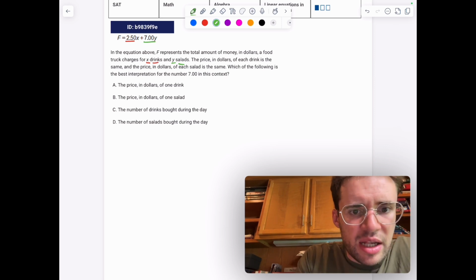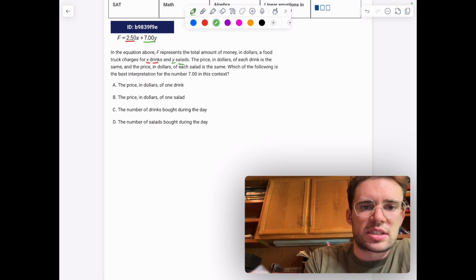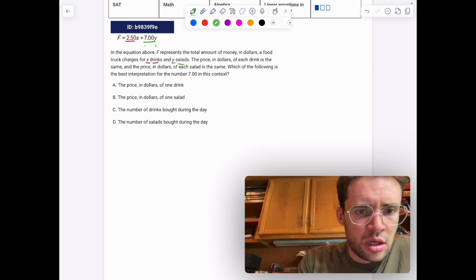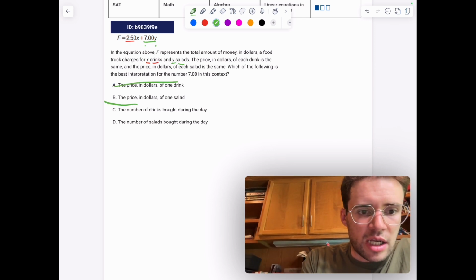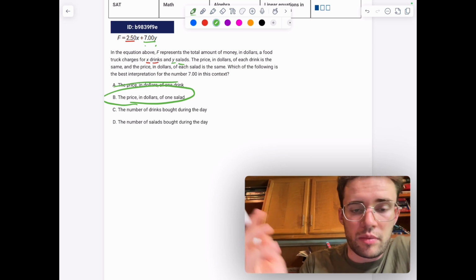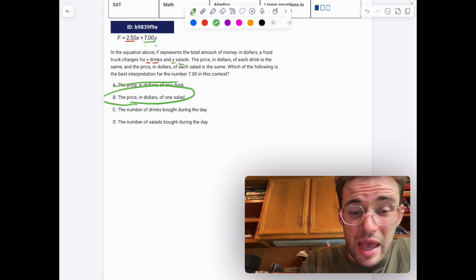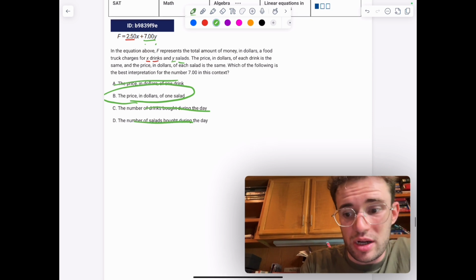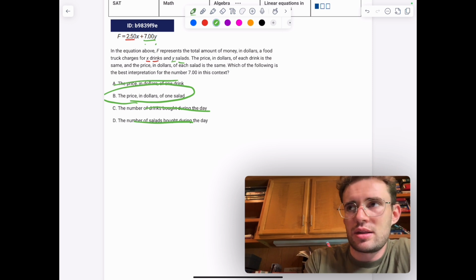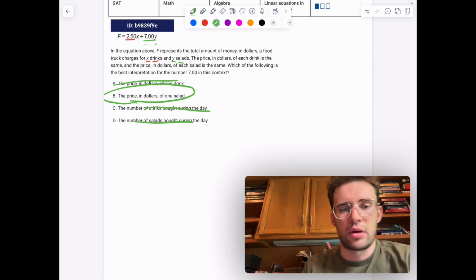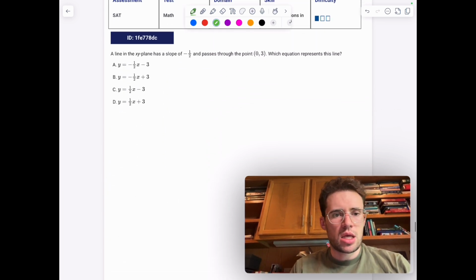All right, which of the following is the best interpretation for the number 7 in this context, so the 7.00? Again, that's the price per salad, because you're multiplying that by the number of salads. Price in dollars of one salad. The number of drinks bought during the day, no, that's x. The number of salads, that's y. Because when they say x drinks, that's the number of them. Are there 3 drinks? Are there 5 drinks? So that would be B.